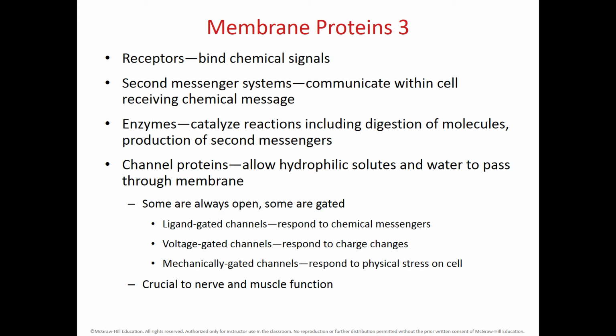And then you have mechanically gated channels that respond to physical stress on the cell. So if you have pressure on the plasma membrane or some physical distortion, then these channels open. And the channels are very crucial for the function of nerve and muscle cells, because through this function of allowing electrolytes to come in and out, these excitable cells, the nerve cells and the muscle cells, can function.